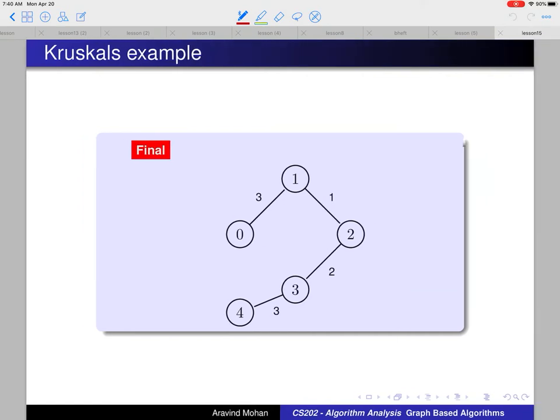So the final MST here, you could see that it's 0 1, 1 2, 2 3, 3 4, and the cost here is going to be 4 plus 2 plus 4. Again, I'm counting 3 plus 1, and then you have 3, which sums up to a total cost of 9.